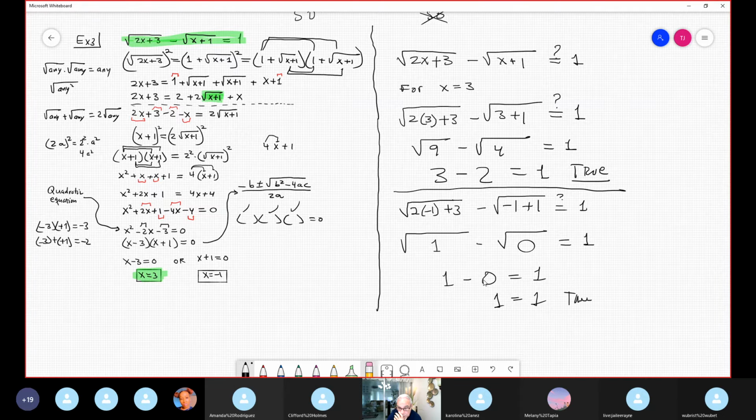Both solutions are true. So not always; there are no specific rules, it depends on the problem. Sometimes both solutions are true. Sometimes you have two solutions and one is true and the other is not. And sometimes, very weird, but it happens, both solutions are completely false and we have no solution in this radical equation. Any question? Any question?